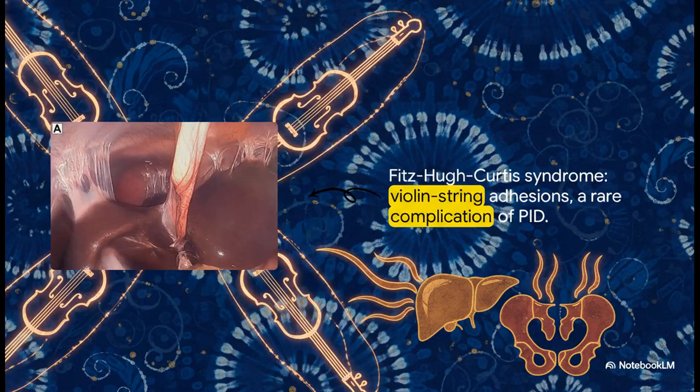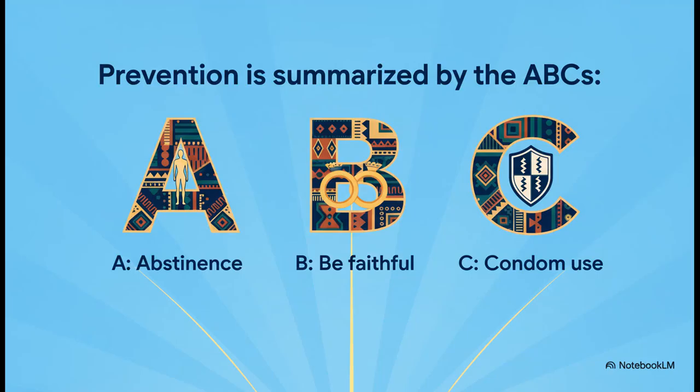And then there's this. It's a much rarer complication, but it's just wild. It's called Fitz-Hugh-Curtis syndrome. The inflammation can travel all the way up to the liver and cause these fibrous bands, these adhesions, to form. They call them violin string adhesions because of how they look, and they can cause some serious pain.